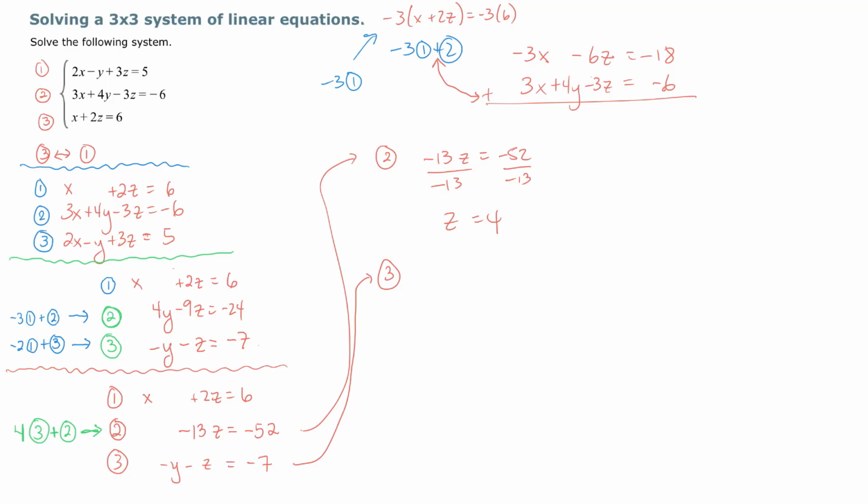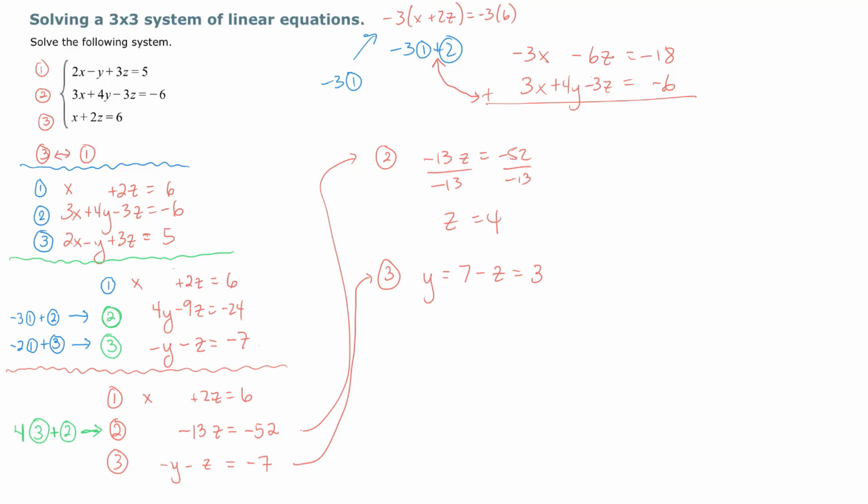Z is equal to 7 minus y. Oh, why did I solve for z? I apologize. I meant to solve for y. Let me slow myself down. Let's solve for y instead. So I get 7 minus z. Y is equal to 7 minus z. And we already know z is 4, so this has to be 3.